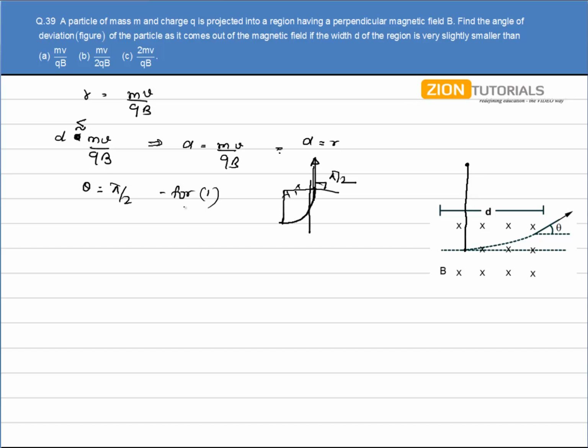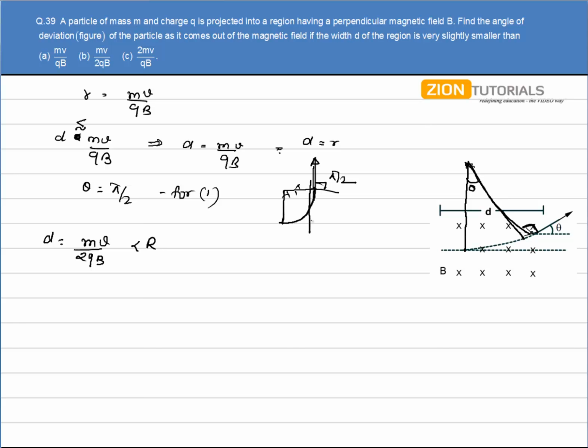In the second part, when d is equal to mv by 2qB, of course it is less than the radius, so the quarter circle cannot even be completed. Now let's say this is my center of the circle, and this is what is happening. Now this angle will also be theta, because this angle is 90 degrees. This is a tangent to the circle, this is the radius, so the angle between the tangent and the radius is 90 degrees, so this angle is theta.